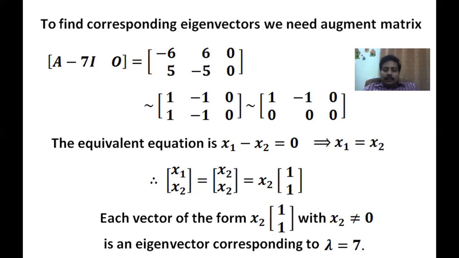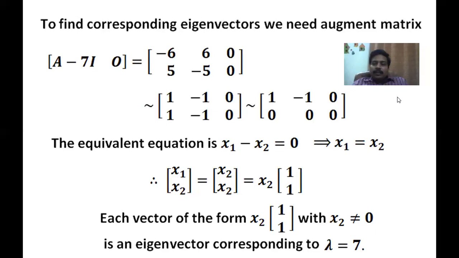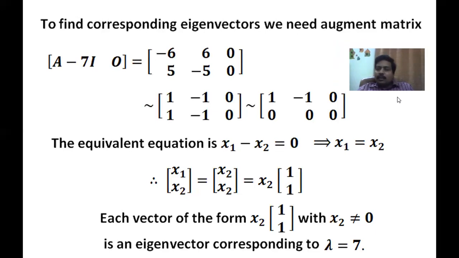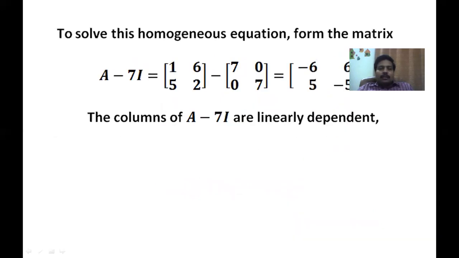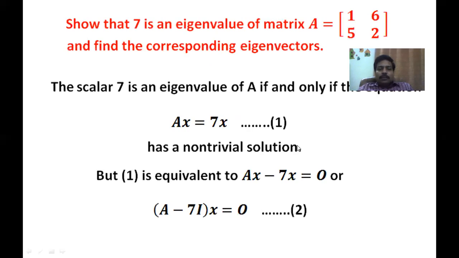So this is the way to find eigenvectors when they are not given. Here it is given that 7 is an eigenvalue. It was asked whether 7 is an eigenvalue or not, and we are asked to check that. So we have to check whether the given number is an eigenvalue or not.